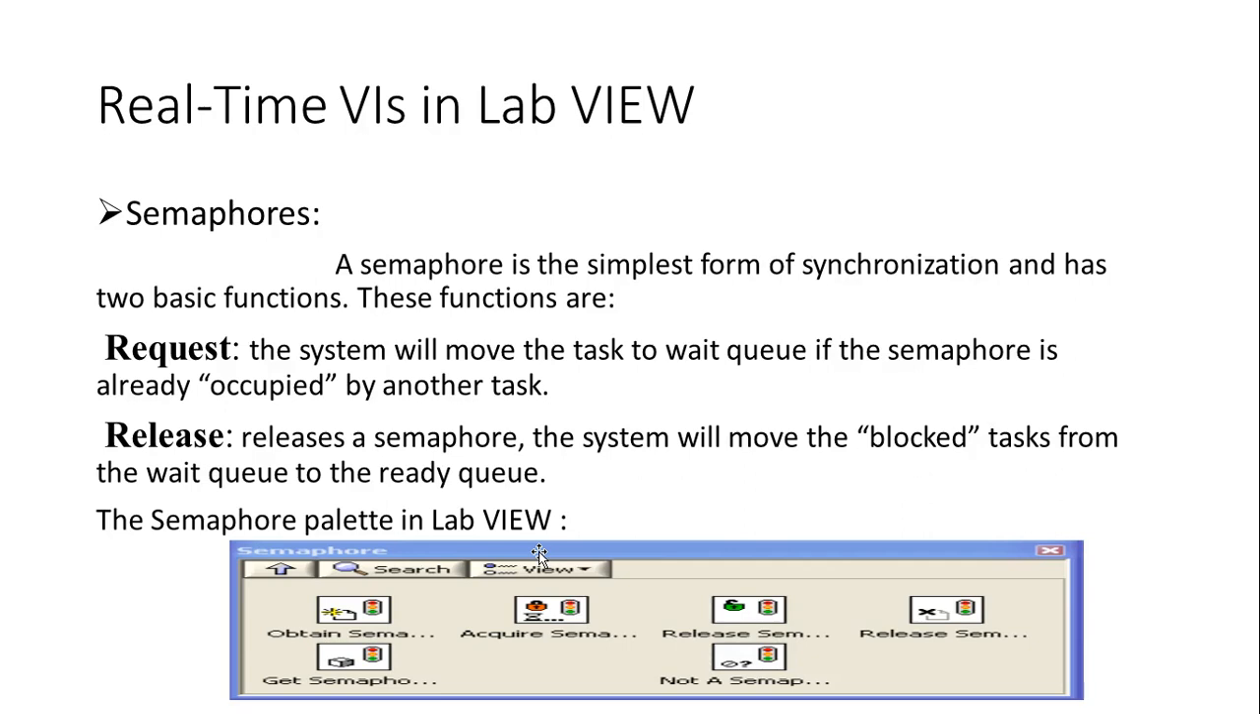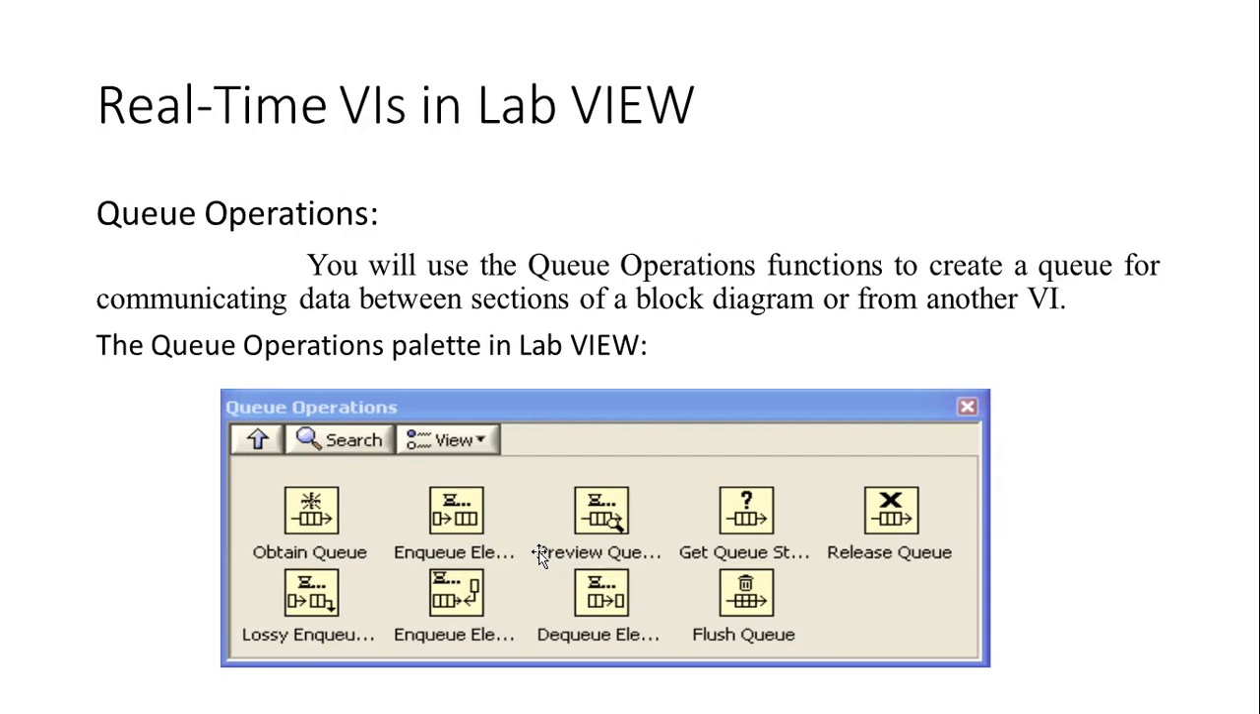Each while loop can then write to the same file if you synchronize these operations using a semaphore. Next, queue operations. What is meant by queue operations? We will use these queue operations to create a queue for communicating data between sections of a block diagram or from another VI file.